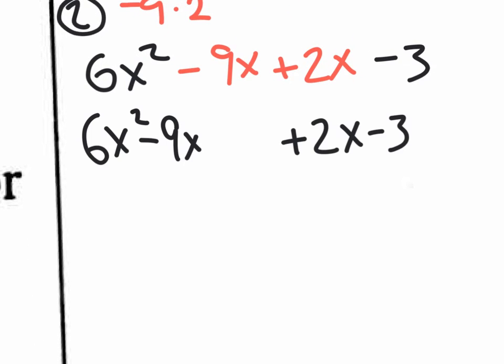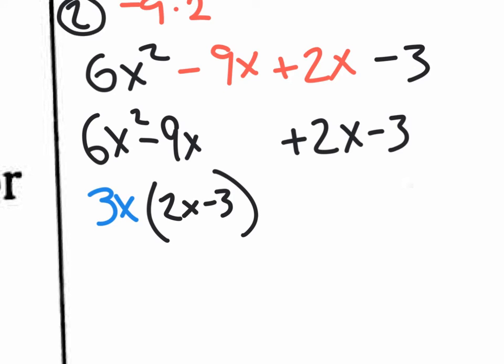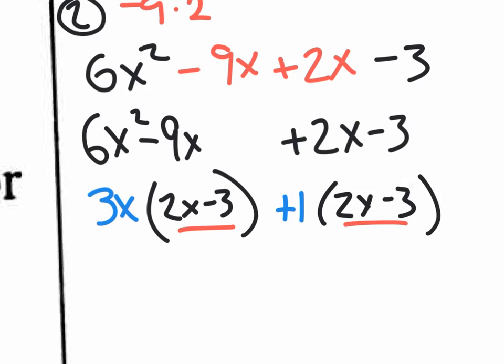So make some space between them. In the first group, you could pull out a 3x, and you would have a 2x minus 3 left over. And in the second group, there's nothing to pull out, so at the very least, let's pull out a +1, and we will see that you still have the 2x minus 3, and that's a great thing because you have that binomial in both groups.